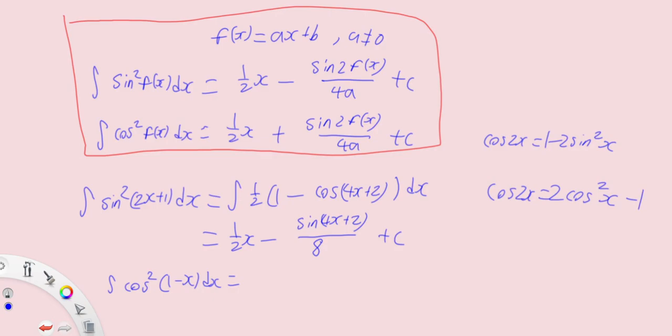So cosine square of 1 minus x, based on the formula, is simply half of x minus sine of 2 minus 2x over 4. The reason why it's minus now is because a equals minus 1. So I put a minus 1 outside the plus, it becomes a minus. And not forgetting your plus c. So there we have it, the general formula for sine square f(x) and cosine square f(x), where f(x) is a linear algebraic function.